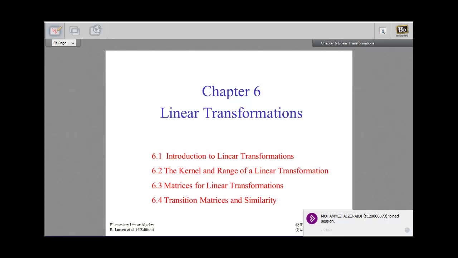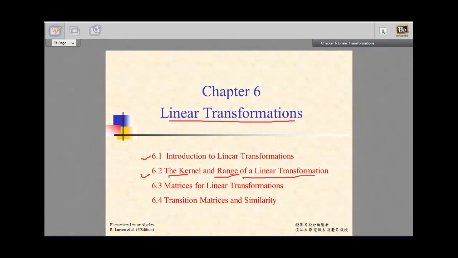So this is linear transformations. Today we are going to discuss this. First of all, we will discuss the introduction to a linear transformation. After that, we will discuss the kernel and range of a linear transformation. What are the kernels and what are the range? How we can represent this? After that, we are going to discuss how we can represent a linear transformation in a matrix. And at the last, we will discuss the transition matrices and similarity.